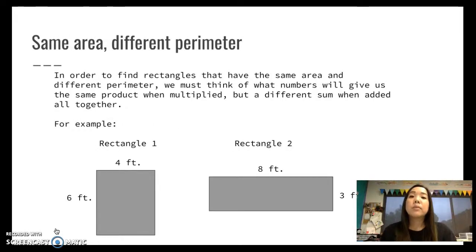Now, to find the area of two rectangles that have the same area and a different perimeter, we have to think of what numbers will give us the same product. So looking at my example right now, I have rectangle 1, with the measurements of 4 feet by 6 feet, and rectangle 2 with the measurements 8 feet by 3 feet. And I want you to keep that in mind.